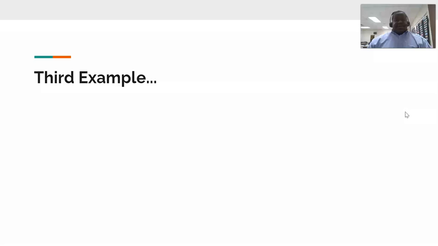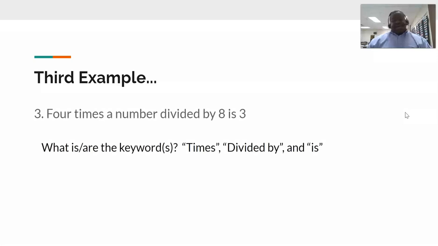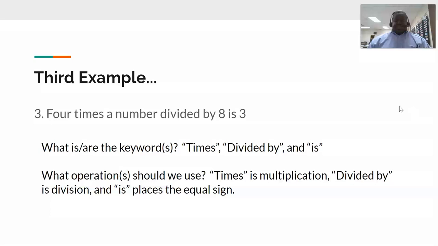A third example: 4 times a number divided by 8 is 3. What are the keywords? Times, divided by, and is. What operation should we use? Times is multiplication, divided by is division, is is our equal sign. So 4 times a number divided by 8 equals 3.